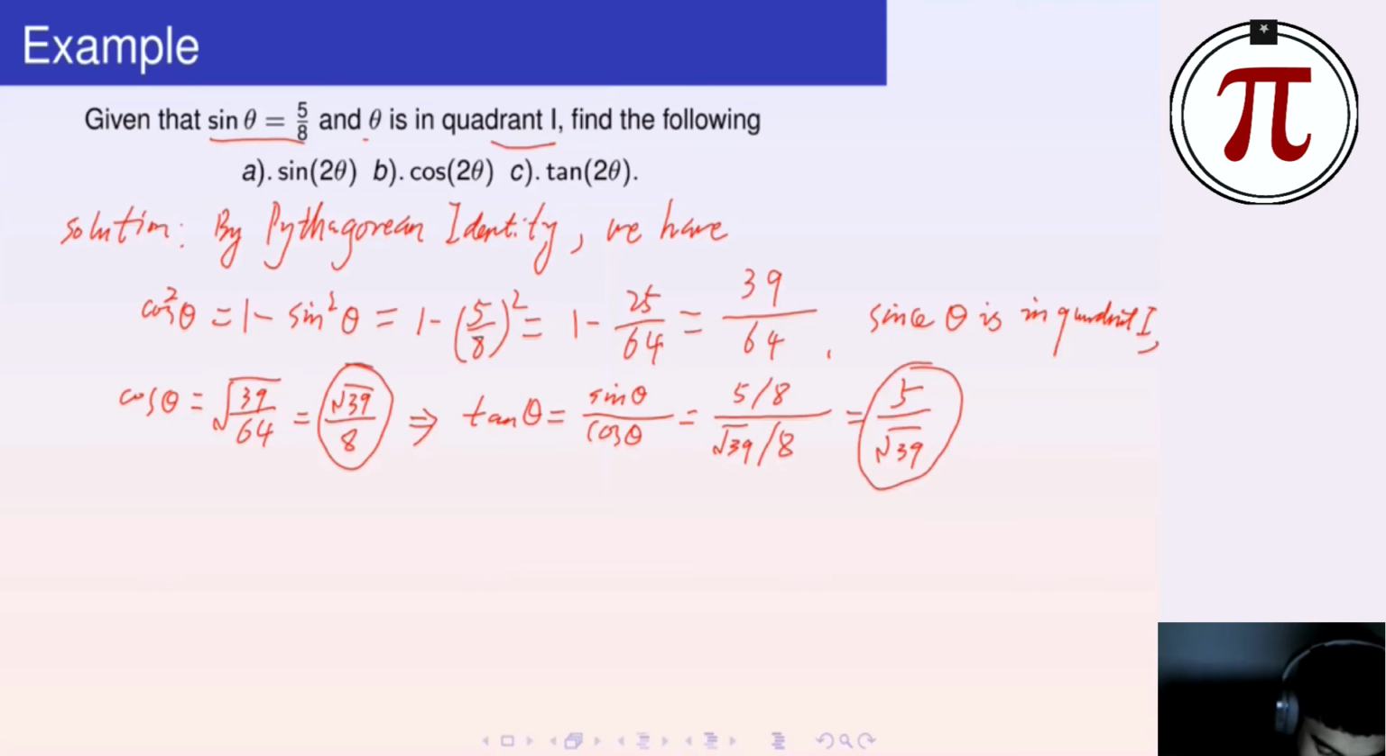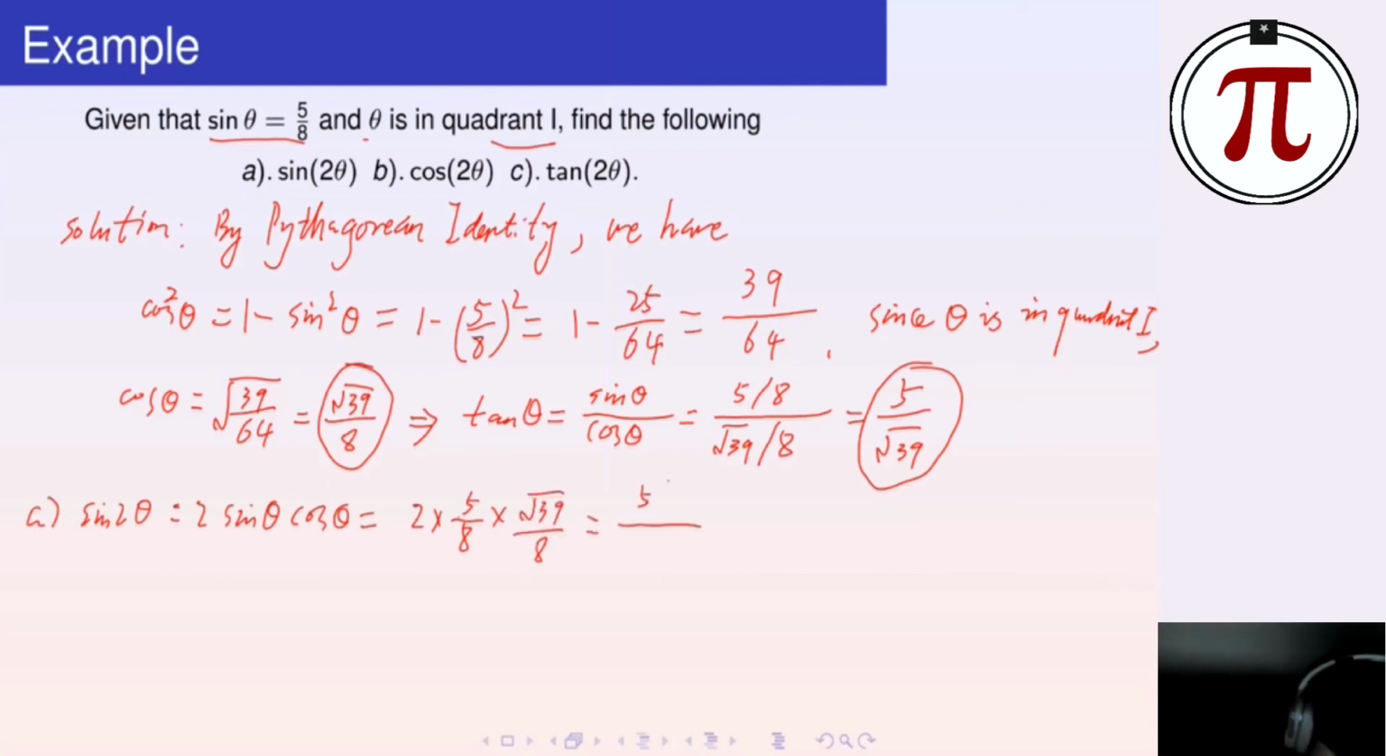So, for instance, part a, sine of 2 theta equals 2 sine theta cosine theta, which is 2 times 5 over 8 times the square root of 39 over 8. That is 5 square root of 39 over 32, right? 2 and 8 is 4, 4 times 8 is 32. So you got this one. Or you can just go ahead and find the decimal.